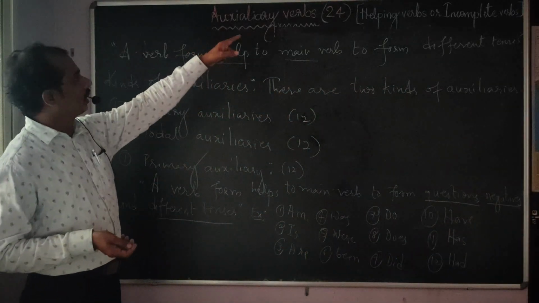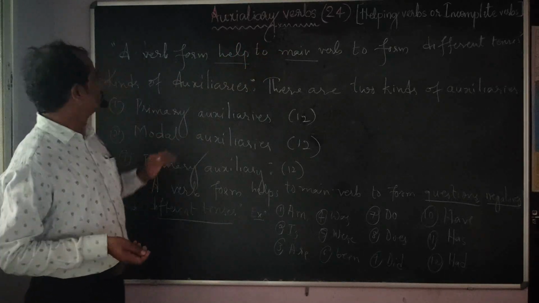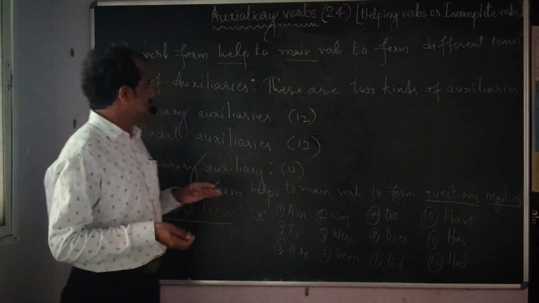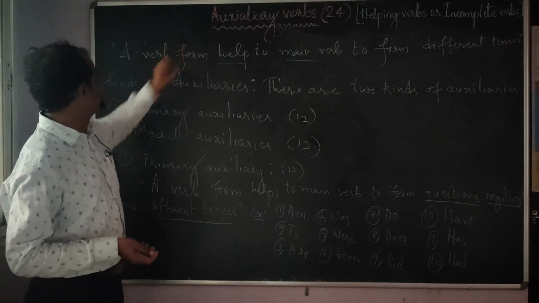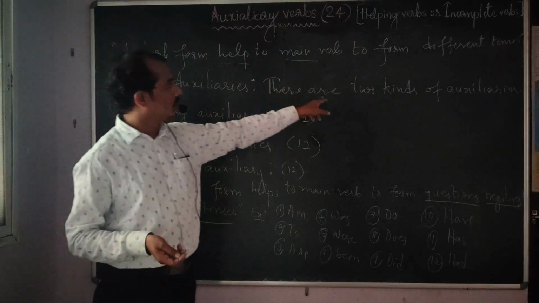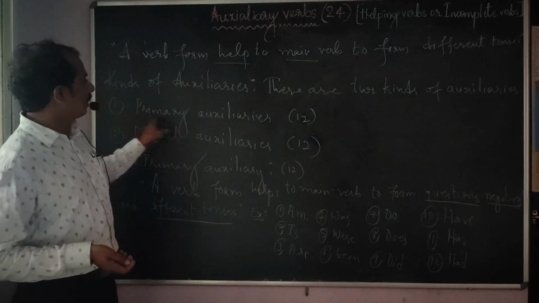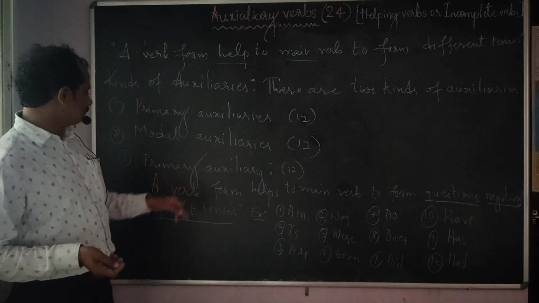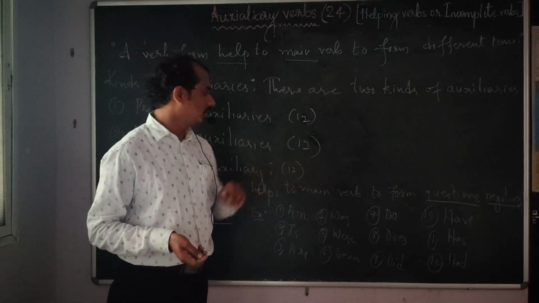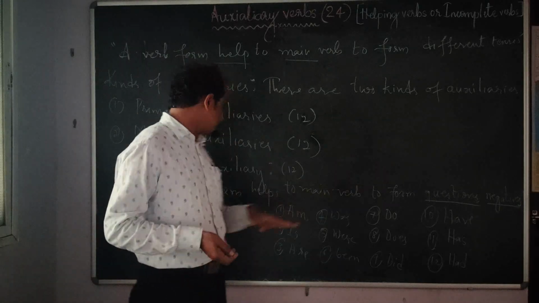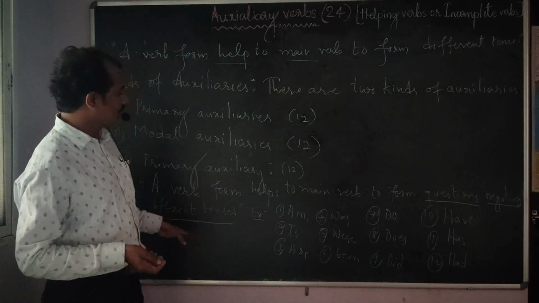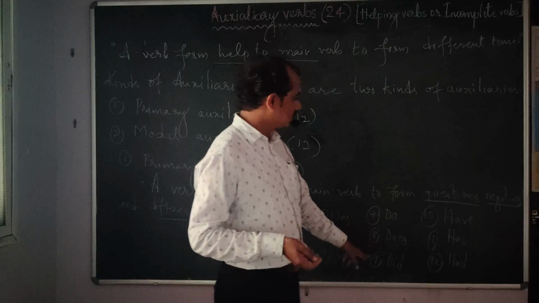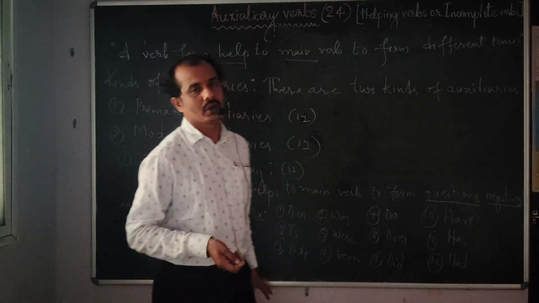So auxiliary verbs are 24. They are also called helping verbs or incomplete verbs. The auxiliary verbs help the main verb to form different tenses. There are two kinds of auxiliaries: primary auxiliaries and modal auxiliaries. Primary auxiliaries are 12 and modal auxiliaries are 12. Primary auxiliaries means a verb form that helps the main verb to form questions, negatives, and different tenses. Examples: have, is, are, was, were, been, do, does, did, have, has, had.